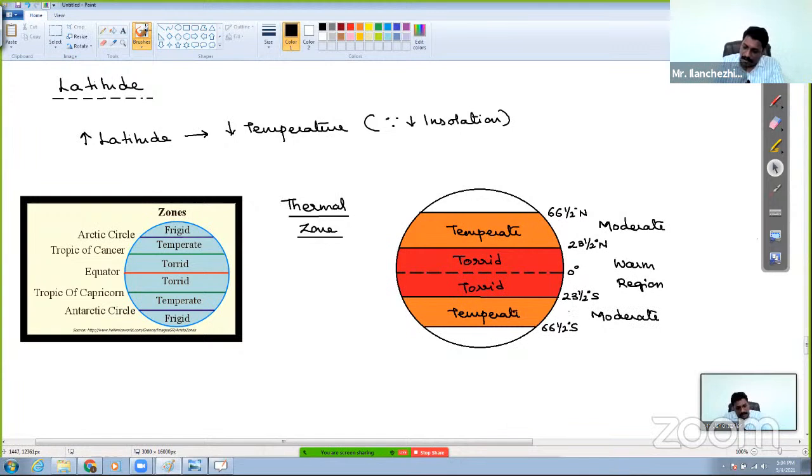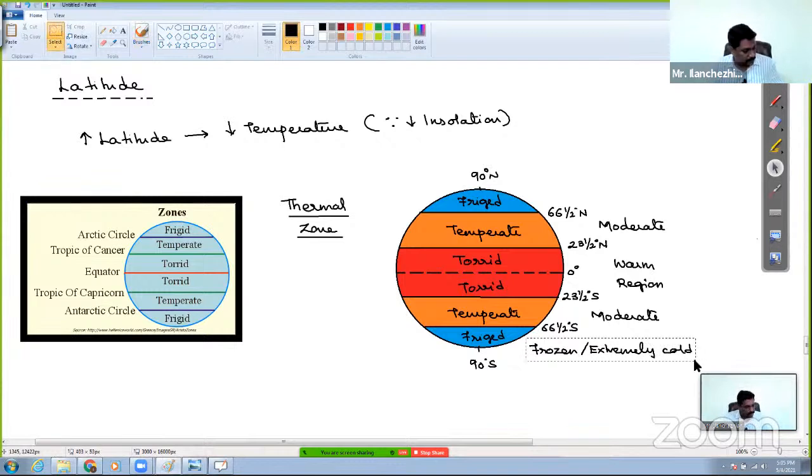And beyond it, what you have is a completely frozen region, my friend. They call it as what? Frigid zone, my friend. Completely, extremely cold, frozen region. This is what they were calling the frigid zone, my friend.